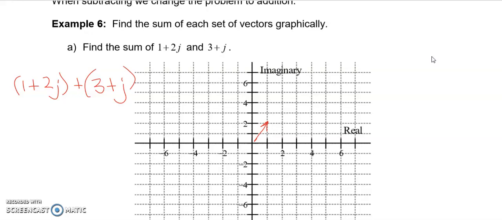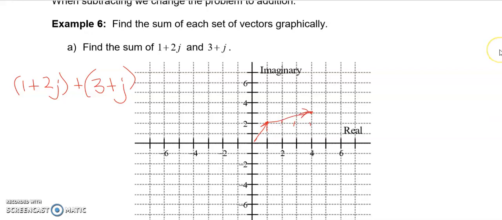Now, we're also going to graph 3 plus j, but we do not start at the origin. In fact, we start the second complex number where the first complex number ended off, in other words, at the head of the vector. So 3 would ordinarily mean go 3 to the right from the origin, but now we go 3 to the right from the vector that we ended off with. So 1, 2, 3 to the right, and plus 1j would mean 1 up. So I go up 1, and there is the point where the second vector ends off. I draw another vector, hopefully using a straight edge, to that point.